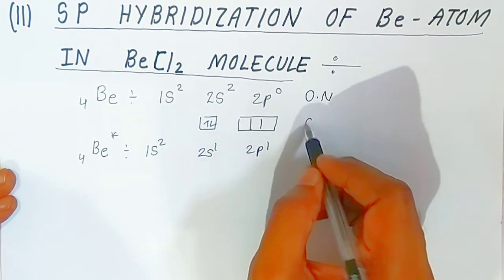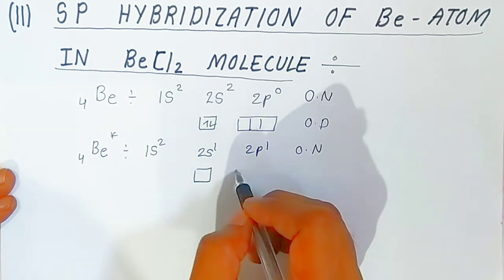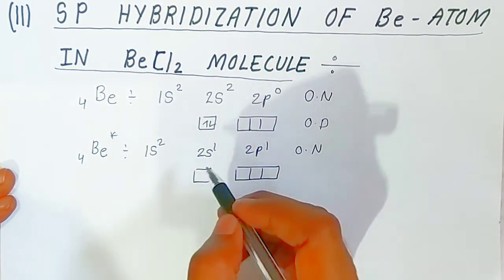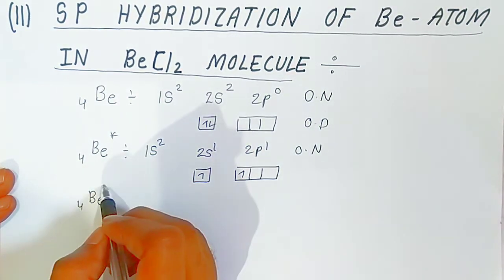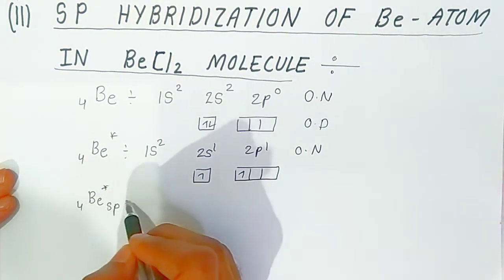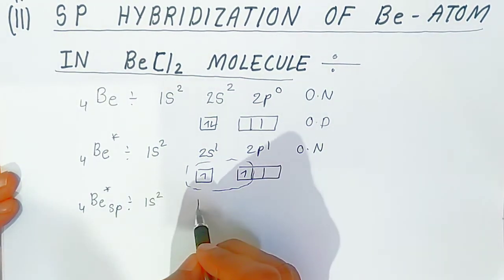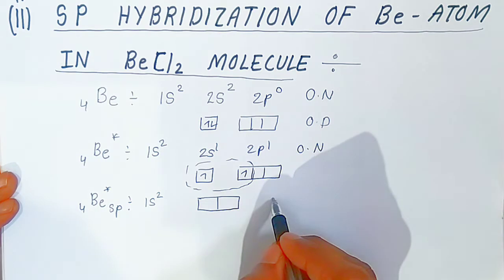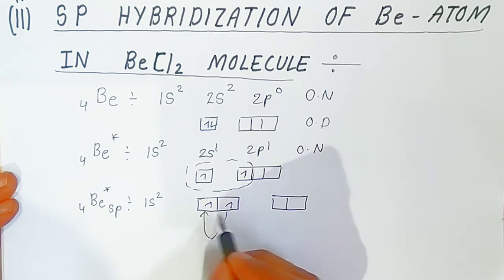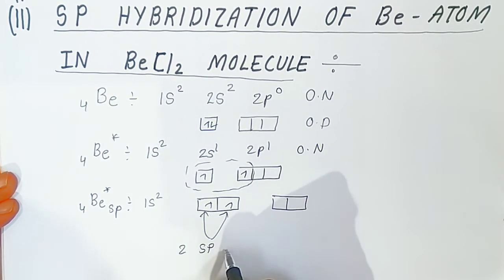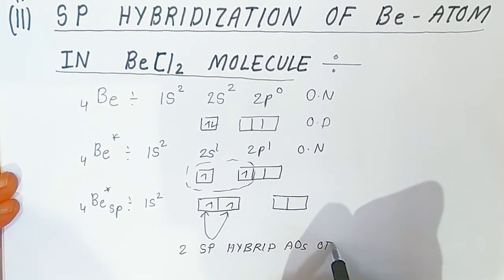This is the orbital notation. The orbital diagram will be like this. The p orbital has 3 subshells. Okay students, one electron will go. Now when this beryllium is in excitation, it will go to sp hybridization. What happens? These two orbitals will hybridize and they will form the 2 sp, and these are the empty orbitals having one electron. So these are the 2 sp hybrid atomic orbitals of beryllium that we are getting.